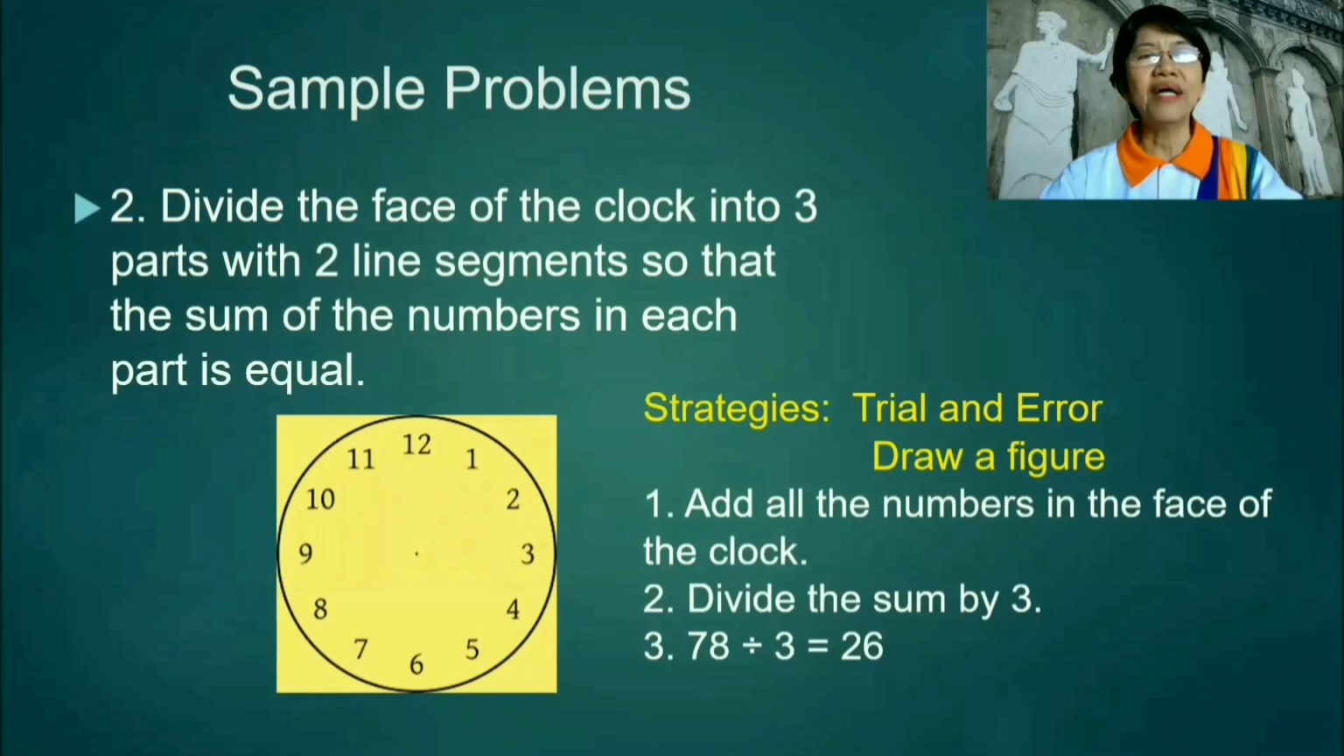Number 2, divide the face of the clock into 3 parts with 2 line segments so that the sum of the numbers in each part is equal. Strategy, trial and error, and then draw the figure. So we have a drawing of the face of the clock, and the first step is to add all the numbers in the face of the clock and divide the sum by 3. So we have 78 divided by 3 is equal to 26. So the sum of each part of the division of the clock should be 26.